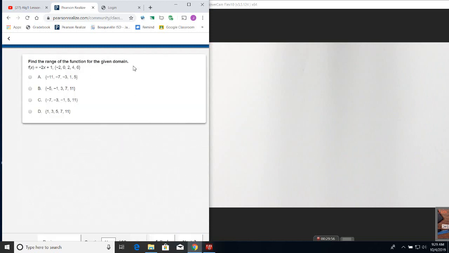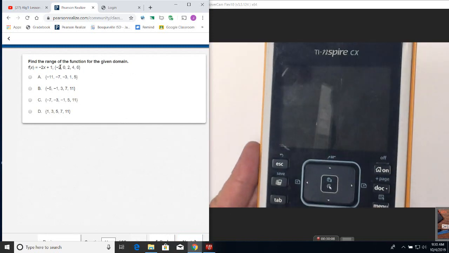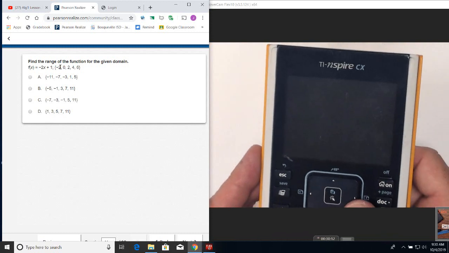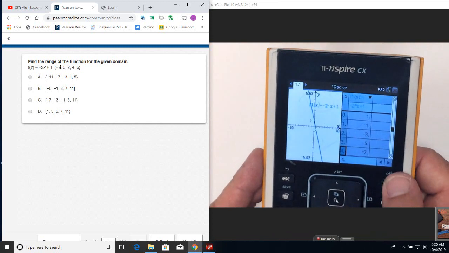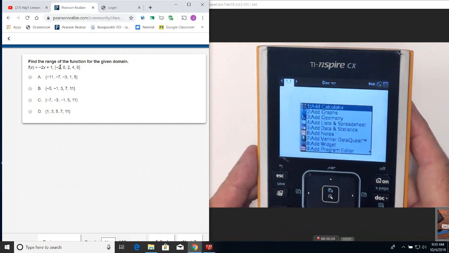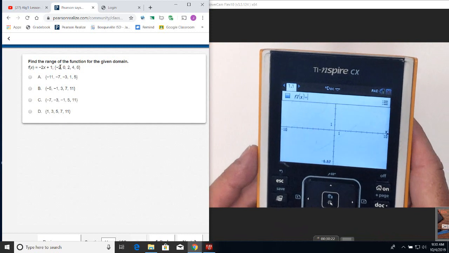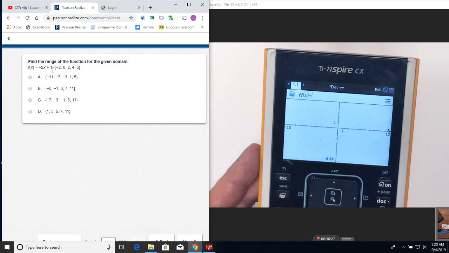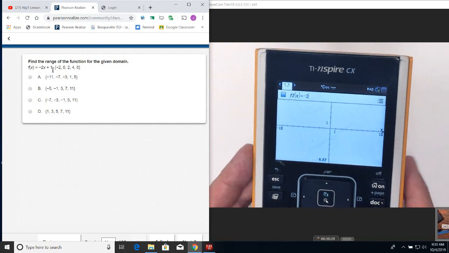Find the range of the function for the given domain. Now, I'm going to tell you by far the easiest way of doing this. Look how many input values I'm going to have to do. Right? So I'm given x's. If I'm given x's, what can I do to find the y's real easily? Plug it in your calculator. So I'm going to go to my home screen, go to New Document. Don't save my last one. I'm going to add a graph of f of x equals negative 2x plus 1 so I can see the table. So plug it in.